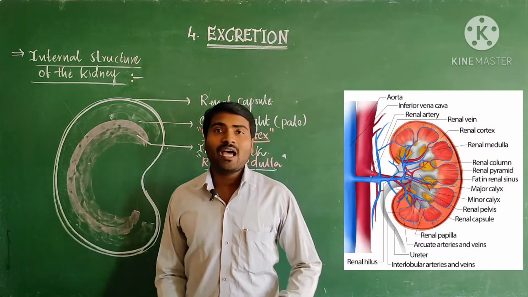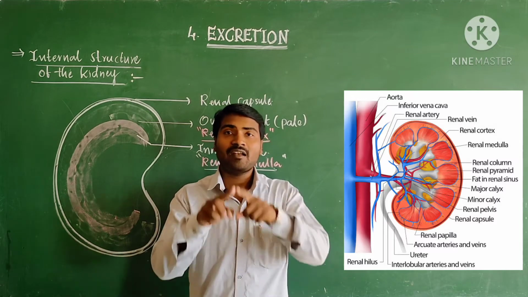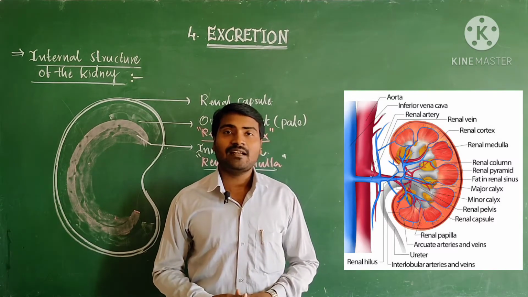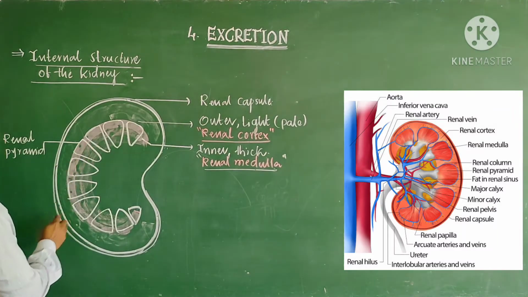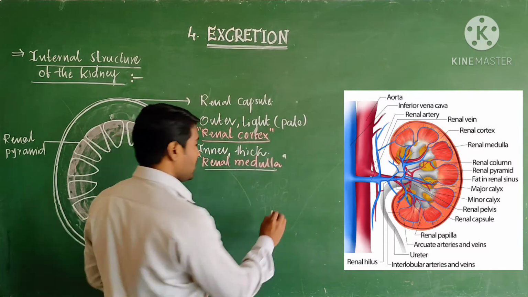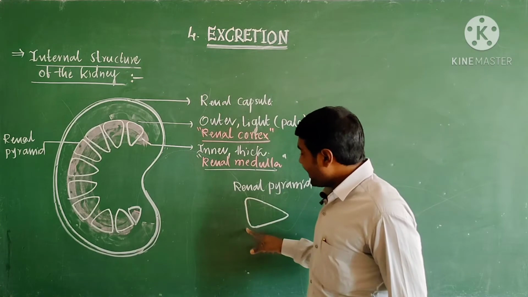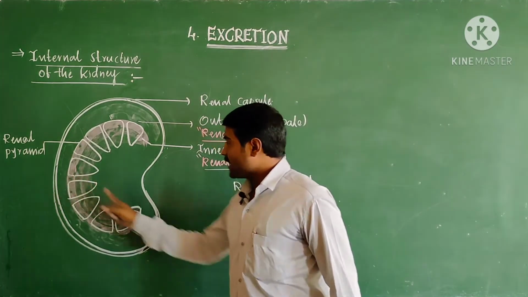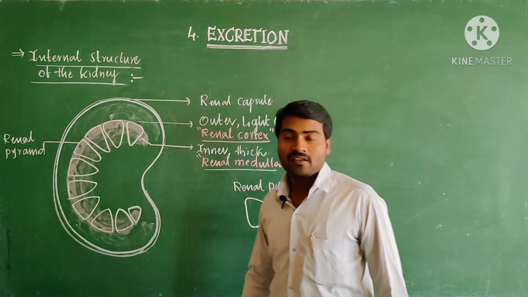In this medulla, nephrons are arranged in groups, and such groups of nephrons make a pyramid-like structure. That structure is called the renal pyramid. So we will draw the renal pyramid here. This is the renal pyramid. The broad end is towards the cortex region, whereas its narrow end is towards the medulla region.